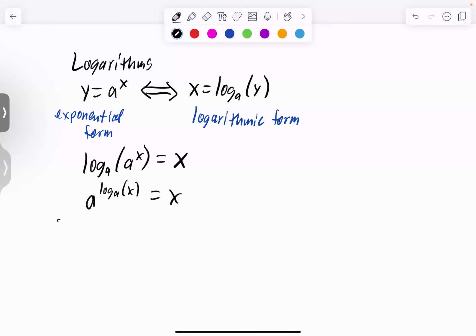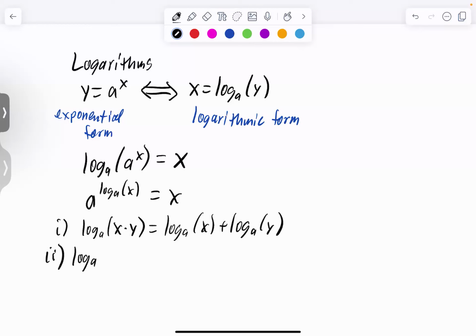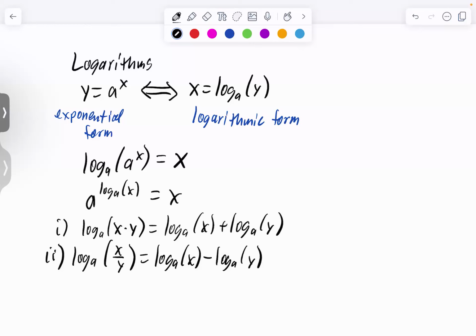We have three basic changing rules. I'm not sure what the right vocabulary here is, but we're going to have log base a of x times y, log base a of x plus log base a of y. I call these transformation rules, but I'm not sure that that's the right word either. Log base a of x over y. So when we're multiplying, that becomes addition. And when we're dividing, the denominator becomes the subtract.